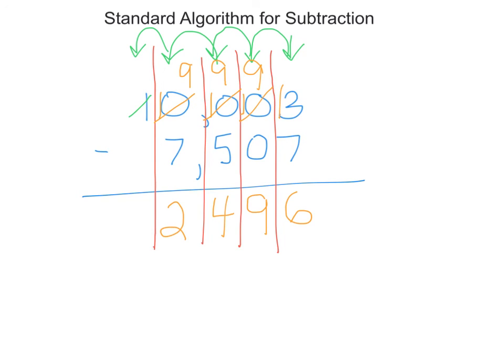And then in the 10,000s column, I don't have anything left there because remember, I had regrouped that one 10,000 into 10 thousands. So there's nothing left for me to do. Except I need to remember to put my little comma in between the thousands and hundreds place. And finally, my answer is 2,496.